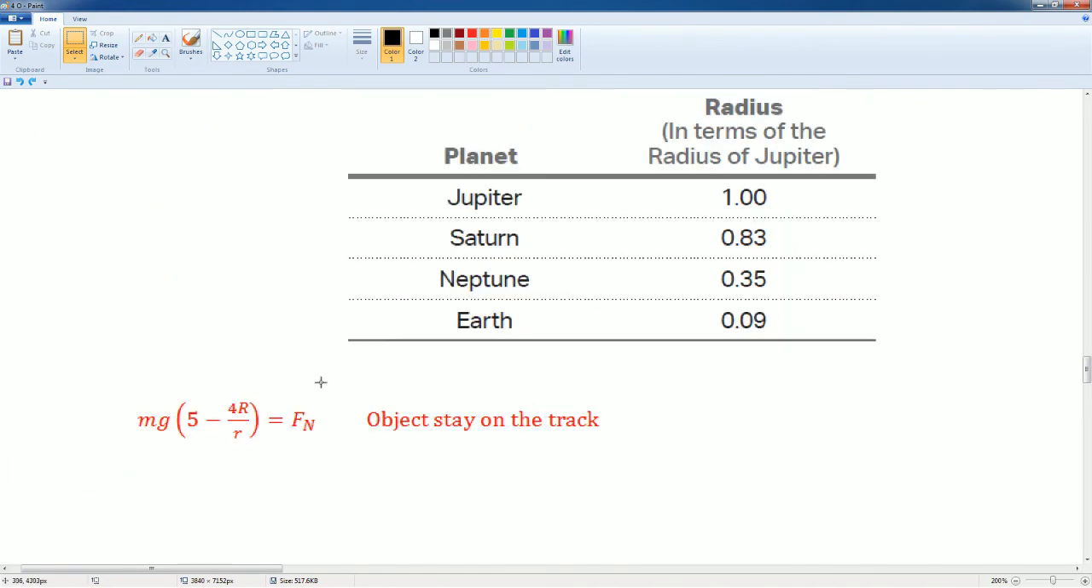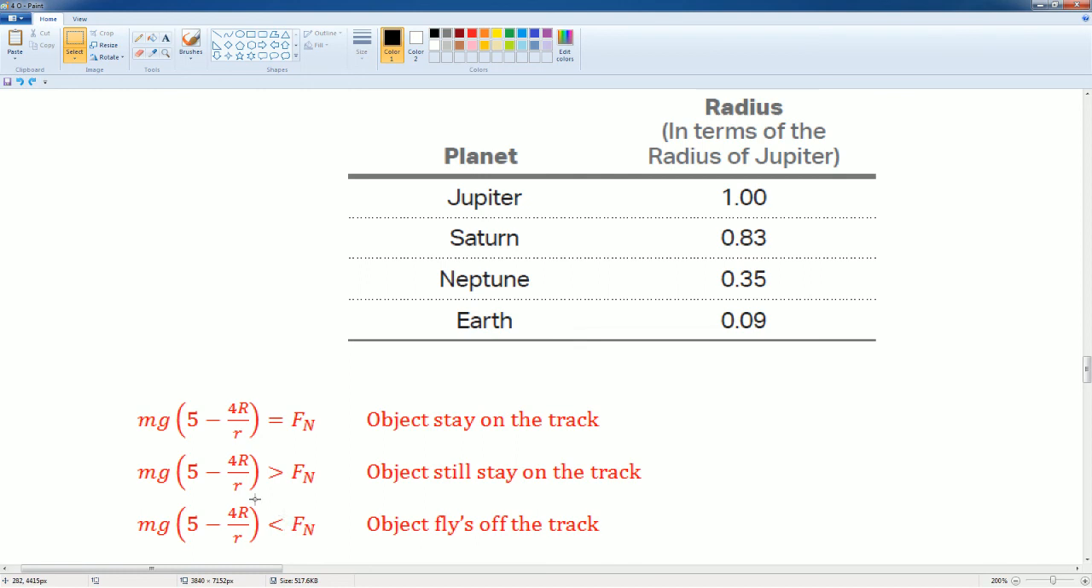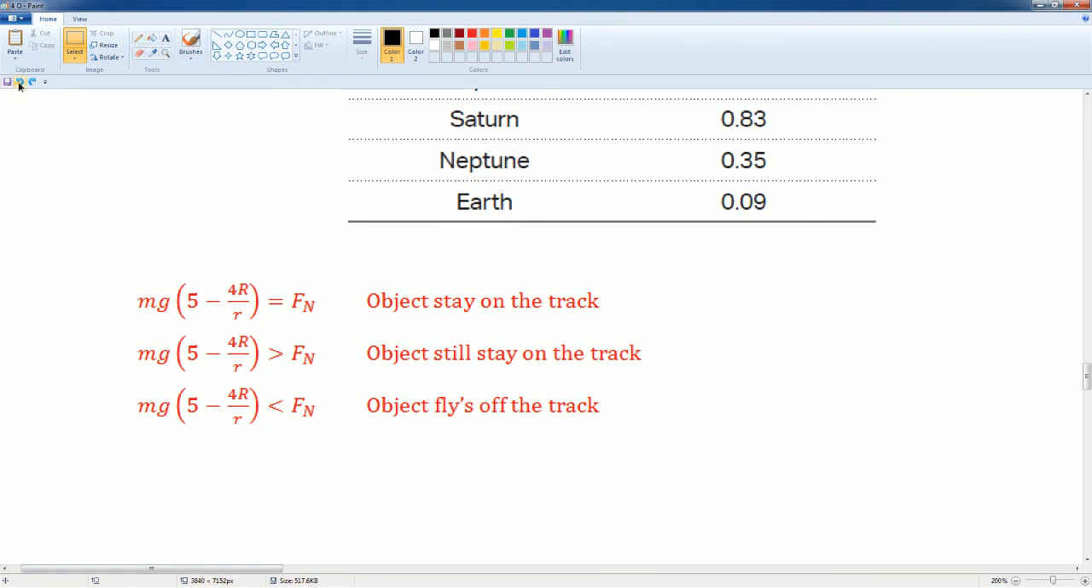If that's equal, the object is going to stay on the track. The centripetal acceleration balances out. But if that is larger than Fn, it's still going to stay on the track. But if Fn is larger than the force holding it down, the object will fly off the track. So we're going to take a look at the math when the object still stays on the track. So mg times 5 minus 4R over r has to be greater than or equal to that. I'm referring to this part.